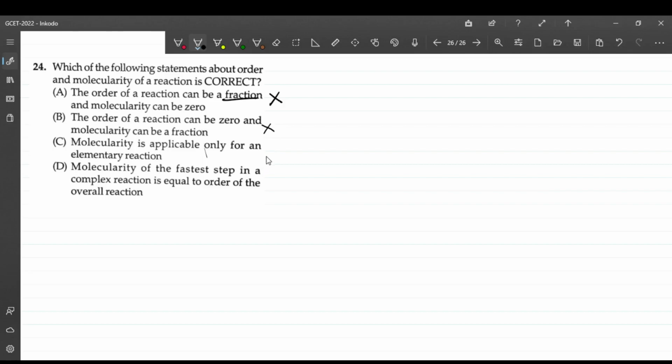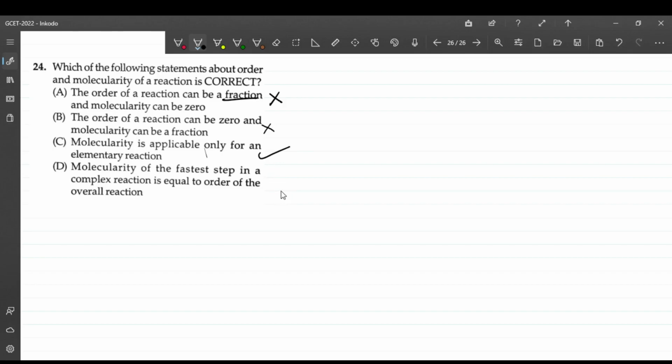Molecularity is applicable only for the elementary reaction. Yes, this is true. See, molecularity is applicable only for the elementary reaction. For a complex reaction, molecularity has no meaning as a whole. For a complex reaction, molecularity is defined for the individual steps, but we don't add the molecularity of the individual steps. There also, molecularity is applicable to elementary reactions only, right? So for this reason, option C is correct.